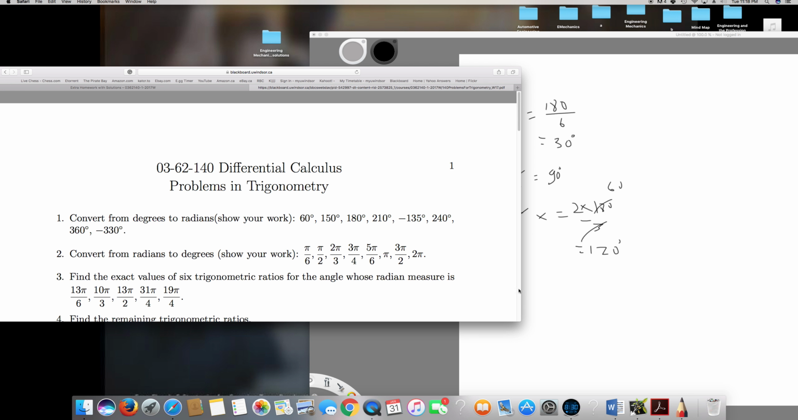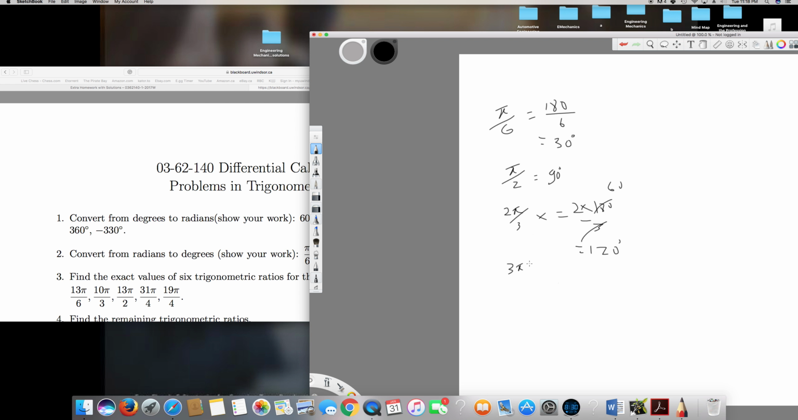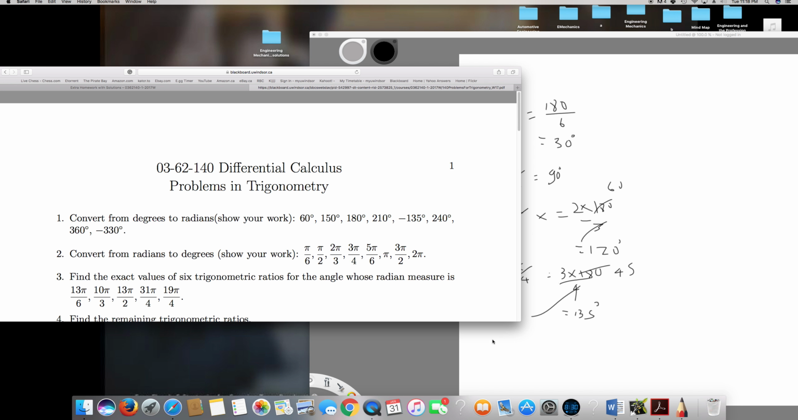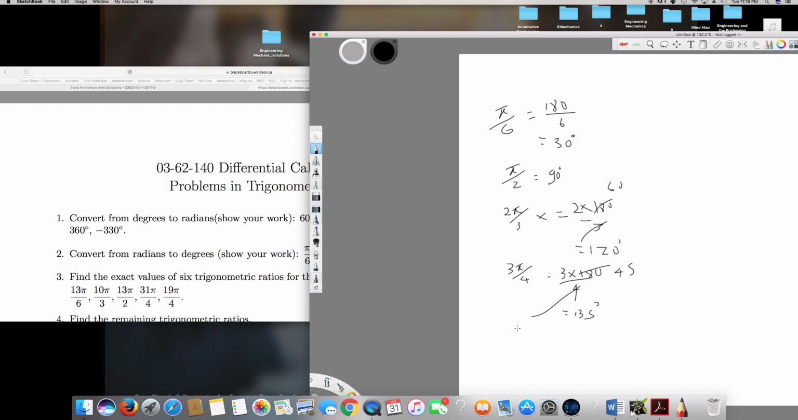And the next one is asking 3π over 4. 3 times π over 4, which is equal to what? 3 times 180 over 4. Which is going to be equal to 4 divides 180 by 45, so 135 degrees. And the next one is asking 5π over 6. So 5π over 6 is going to be 5 times 180 over 6, which is 5 times 30, so 150 degrees.